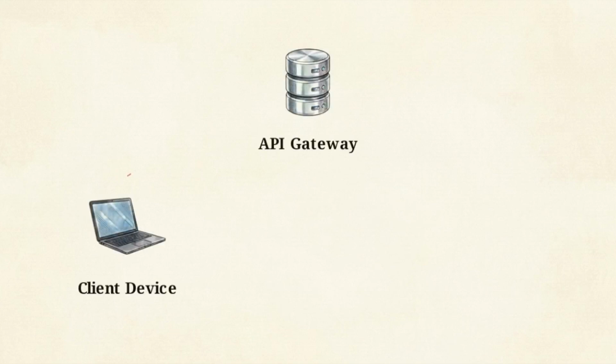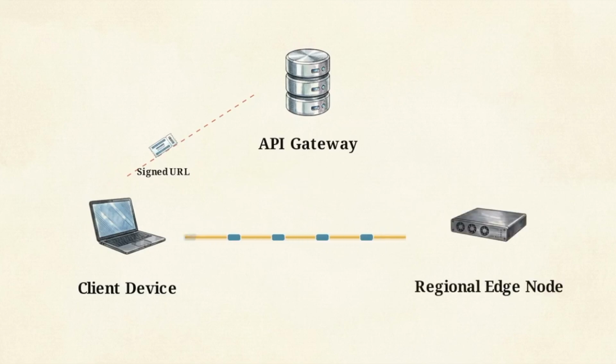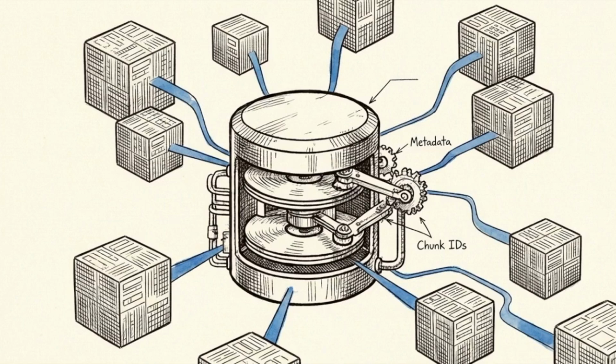While uploads go through the API, downloads often bypass it. The system provides the client with a signed URL, allowing the device to pull chunks directly from a regional edge node to maximize speed. The central database holds the structural logic and metadata pointers required to locate and reassemble these disparate chunks whenever a user requests the file.